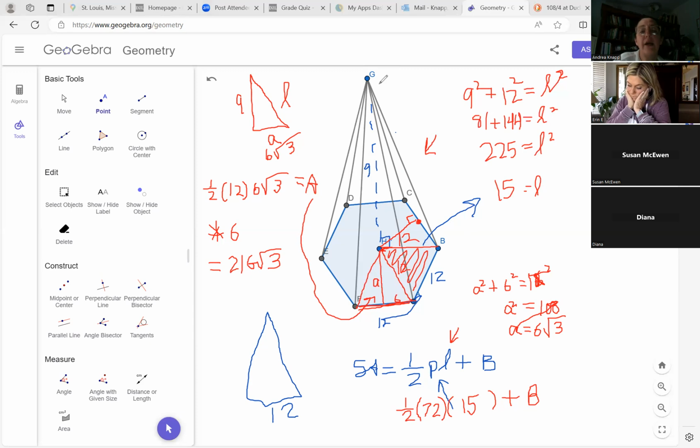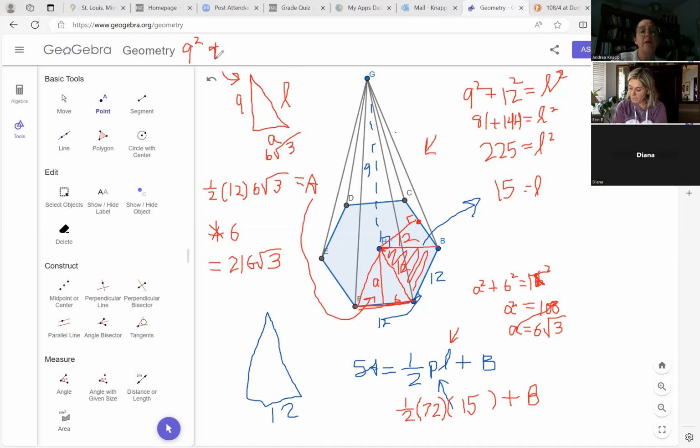Or better yet, look at it as this very front. Look at it just at the front where we have the height coming down through the apex, which is 9. And then coming towards you is this apothem of 6√3, and then the slant height that we don't know. And this is a side view of that triangle. So if I do the Pythagorean theorem on this one, 9 squared plus 6√3 squared equals L squared. What will that give us?